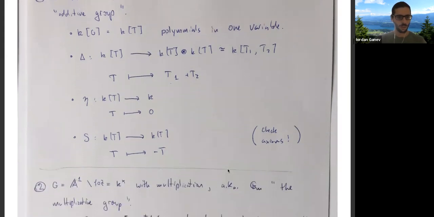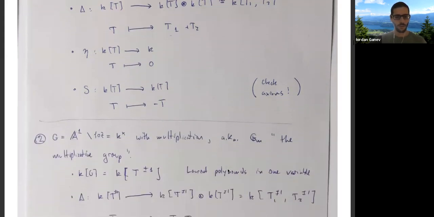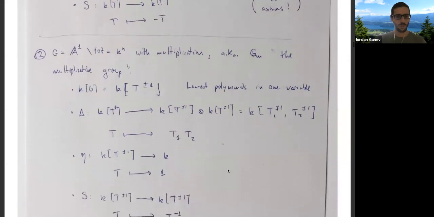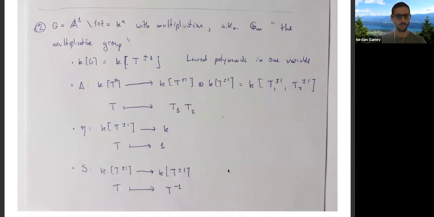Okay. So that's one example. Here's another example, which is the multiplicative group. If we think about K star, the non-zero elements of K, then they form a group under multiplication. We can't include 0 because we can't divide by 0, but we can divide by anything else. So we have this group, and it's known as the multiplicative group.